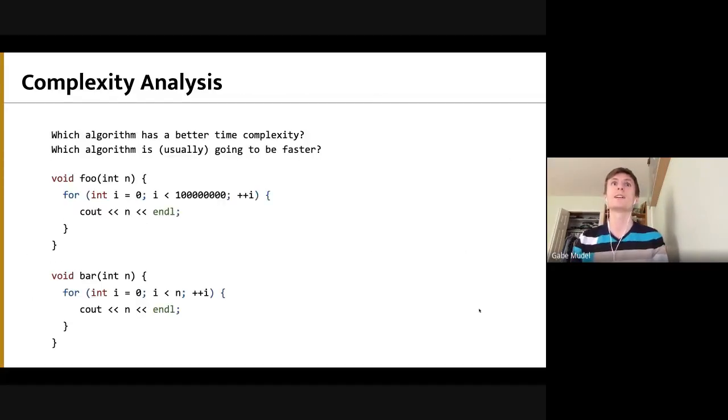For a simple example of this, let's say we have these 2 for loops. This one, you get an integer n, and then you're just printing n out, I don't know, like 100 million times. And then this one, you get an integer n, and you print n out n times. So which algorithm do you guys think has a better time complexity? And then which algorithm is usually going to be faster? This is a pretty simple problem. You guys can just think about this for a second.